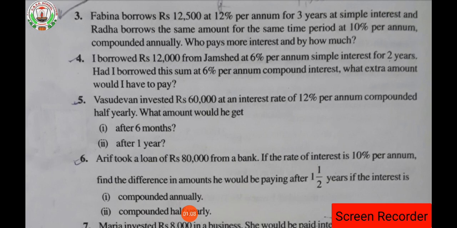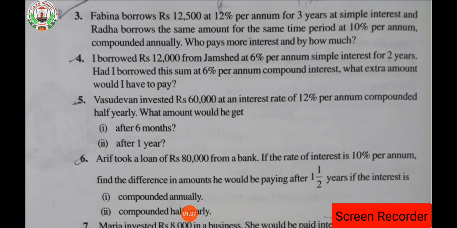So the third question is: Fabina borrowed rupees 12,500 at the rate of 12% per annum for 3 years at simple interest, and Radha borrowed the same amount for the same time period at 10% per annum compounded annually. Compounded annually means yearly. Who pays more interest and by how much?